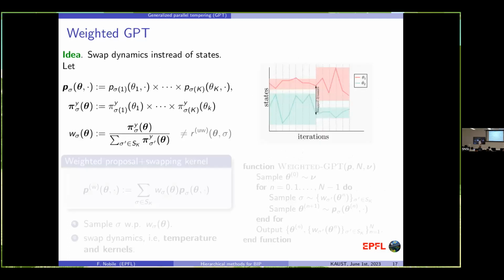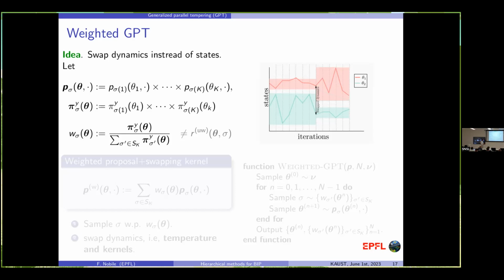So if you try to do this, now we have to introduce different kernels. I still have these permutations, sigma, but what happens when I decide to do something? Up to here, I have advanced my chains with the original kernel P, but at this point, I swap the temperature, so I change the kernel with which I advance the chains. So instead of the original P, I start using this P sigma, where the first chain now has the temperature sigma of one, so the permuted temperature, and the second and the third one, et cetera, okay?